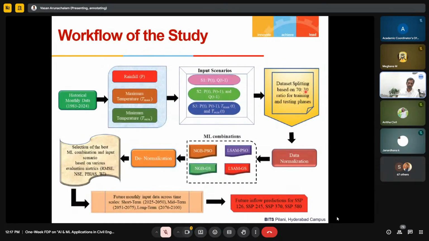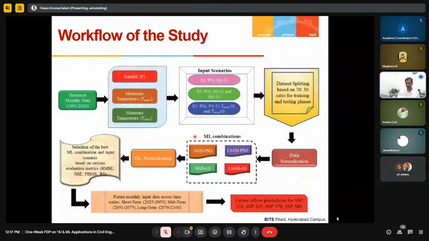And usually what we have seen from the literature is they do reasonably well when you have a 70-30 split, which means for training, we take 70% of the data, and for testing, we take 30% of the data. So naturally, we'll have to do some kind of a normalization.